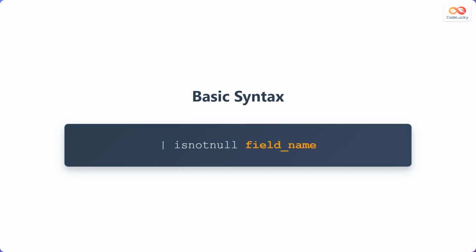The basic syntax for the isnotnull command is straightforward. You use the pipe symbol followed by isnotnull, then specify the field name you want to check. The structure is pipe isnotnull field_name. This simple syntax allows you to quickly filter your data to include only events where the specified field contains valid data.